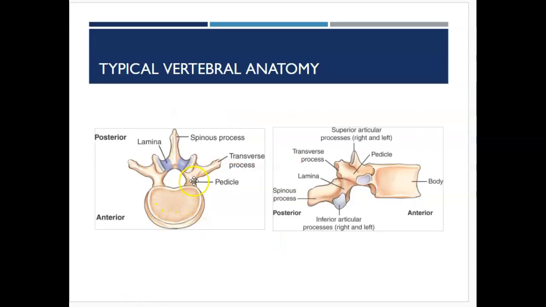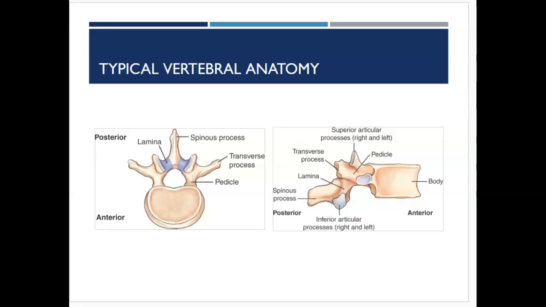So again, this is the body, this is the vertebral arch. The vertebral arch is formed by 2 pedicles and 2 lamina. These then support 4 articular processes, 2 transverse processes, and 1 spinous process.